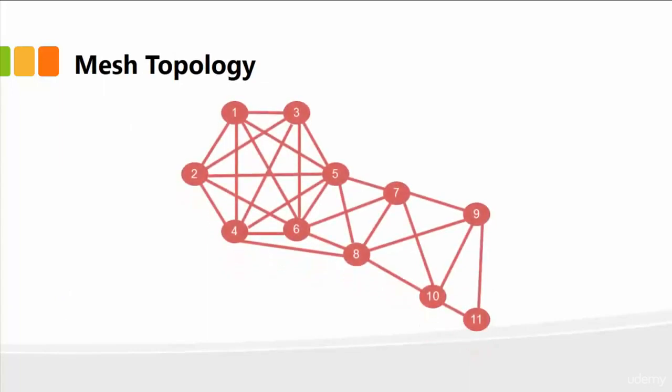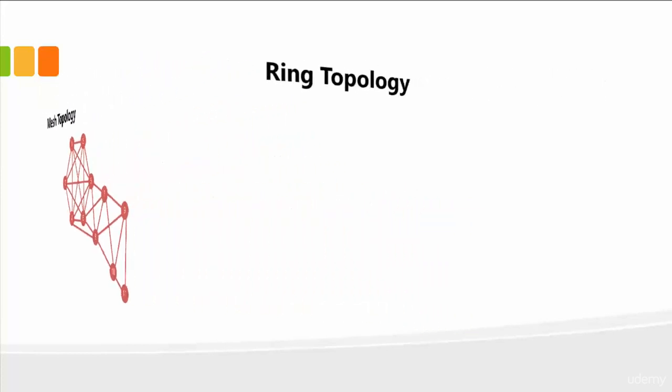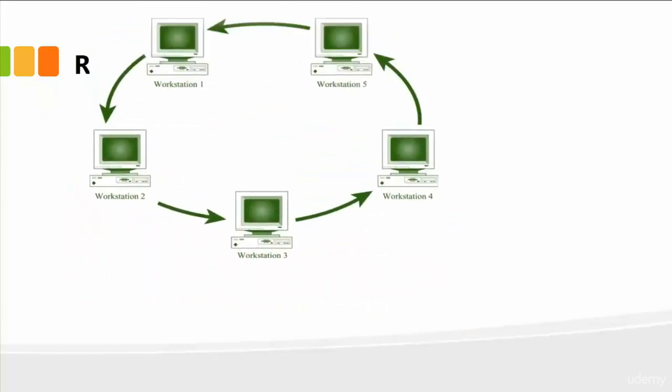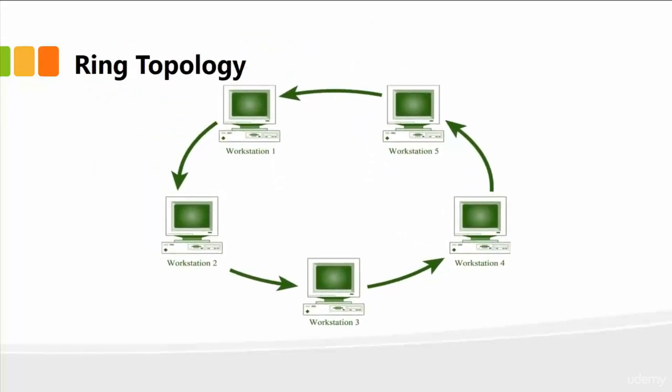Then we have the mesh, which is a combination of your star and bus or ring. So it's just a combination of different topologies that you can deploy within your own environment. That's all there is to it. And next, of course, we have a ring topology, just a bunch of workstations connected together to form a ring format where data is flowing, and you're sharing resources from one node to the other.